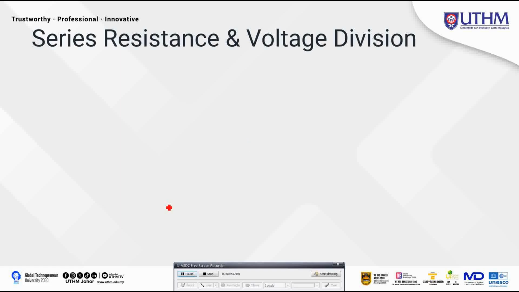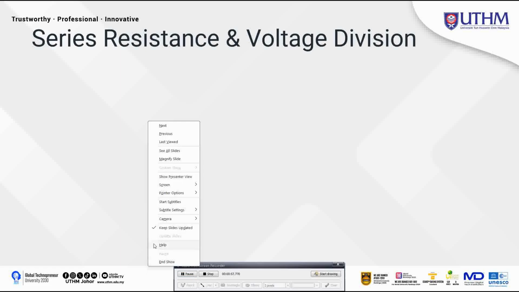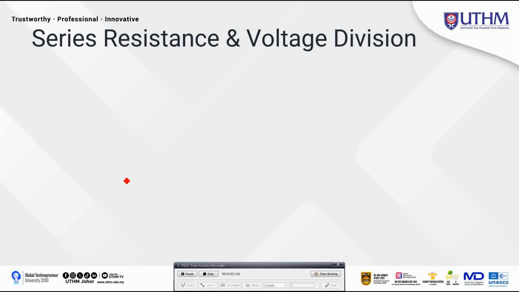We can say that the series resistor is the resistor that is connected in series. Let's say we have 2 or 3 resistors connected in series. Then that means the total resistor for all series resistors will be the sum of it. So you just sum all the values of the resistors that are connected in series.